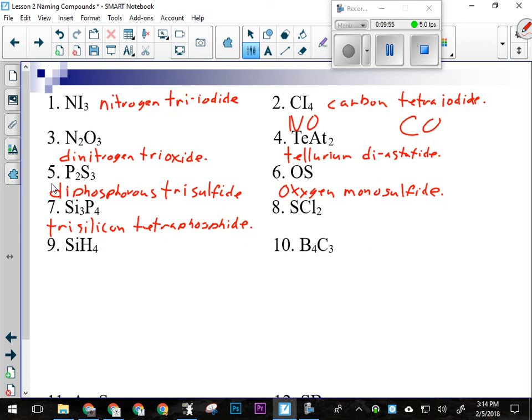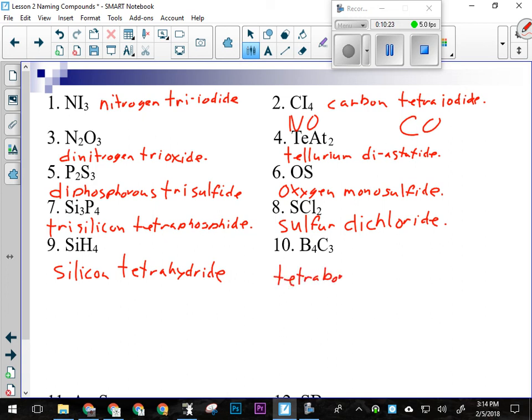Number 8, I've got 1 sulfur, so I don't need a prefix. And I've got 2 chlorines, dichloride. Number 9, 1 silicone, so I don't need a prefix. And 4 hydrogens, tetrahydride. And finally for number 10, I need tetra because there's 4 borons. Okay, tetraboron tricarbide, not carbonide, carbide.